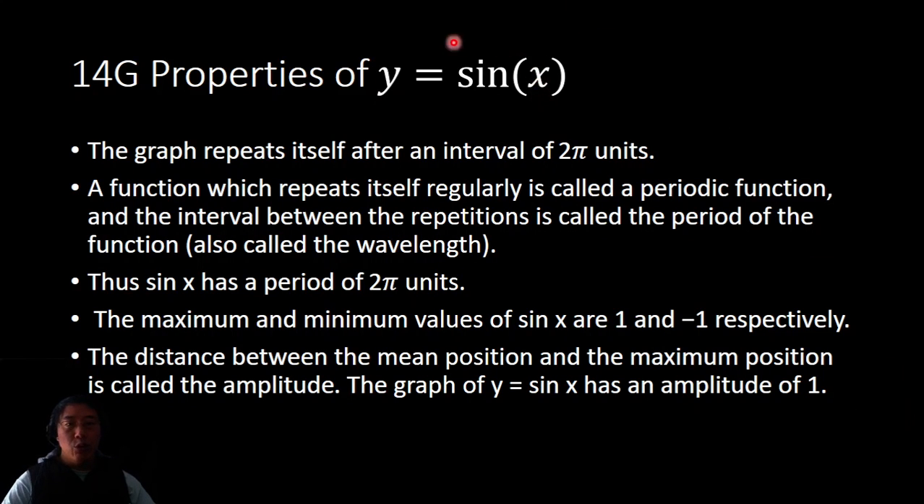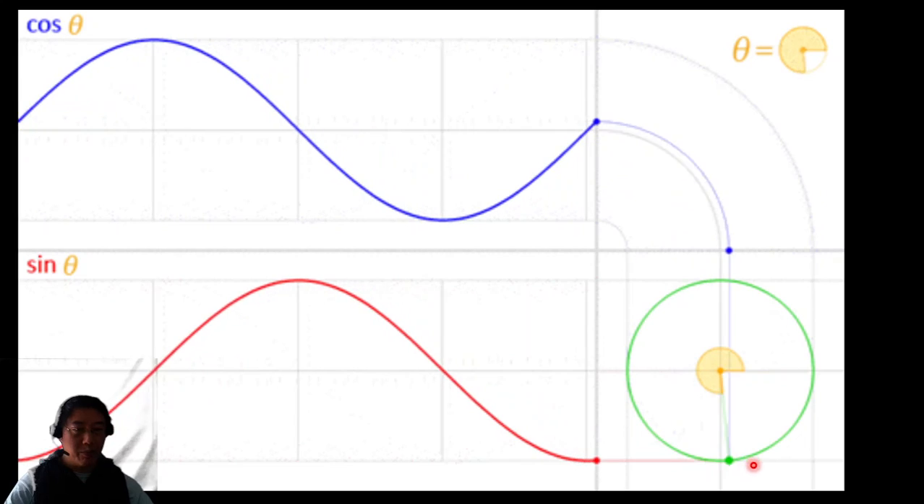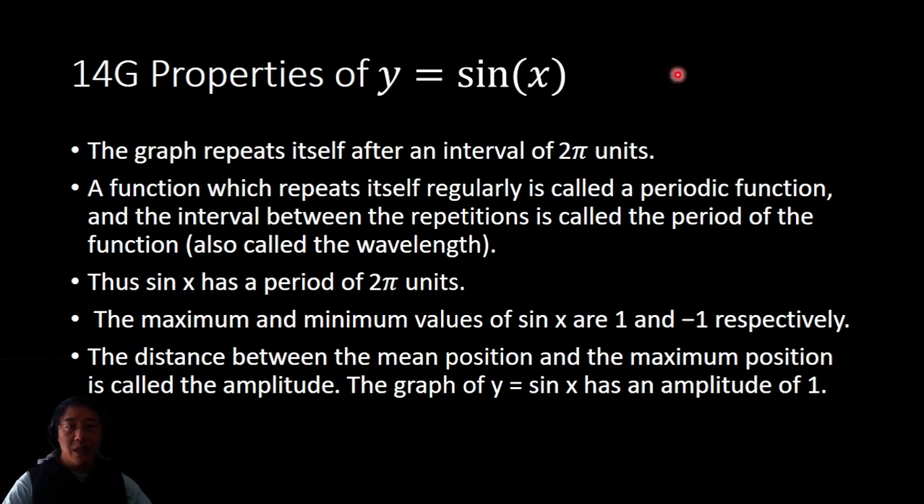Looking at the sine of x, that sine of x again is the y coordinate of that point going around the unit circle. The graph repeats itself after an interval of 2 pi units on the x-axis. A function that repeats itself regularly is called a periodic function, and the interval between the repetitions is called the period of the function, also called the wavelength. If you do physics, it's the term that is going to be used. So sine of x has a period of 2 pi units.